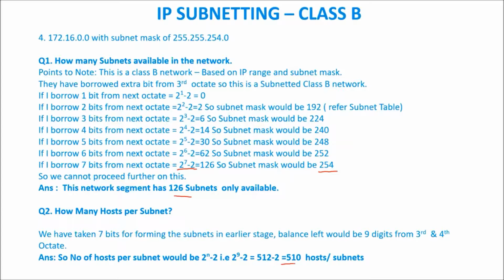See, once network count is increasing, automatically host count is decreasing because I'm borrowing extra bits from the host portion to the network portion. So one side it is increasing, one side is decreasing. That is natural.